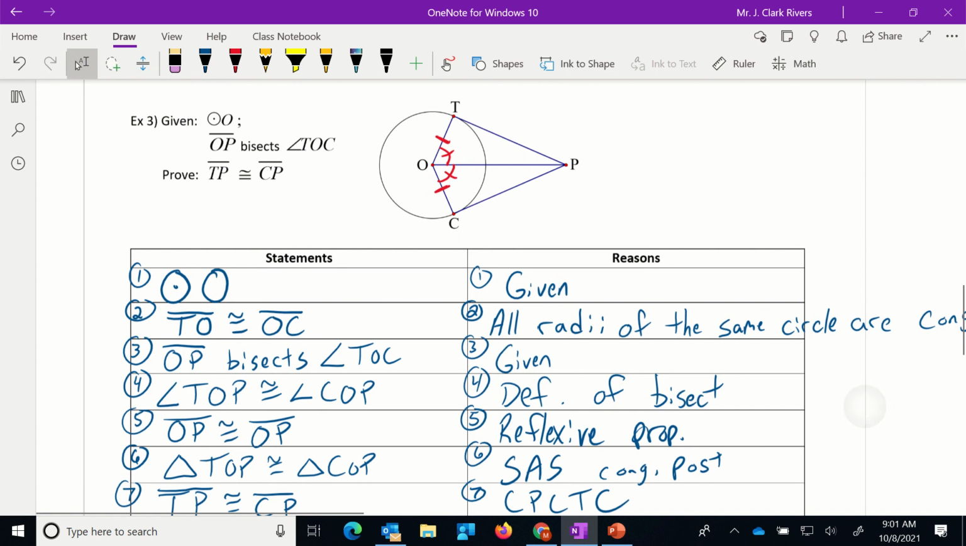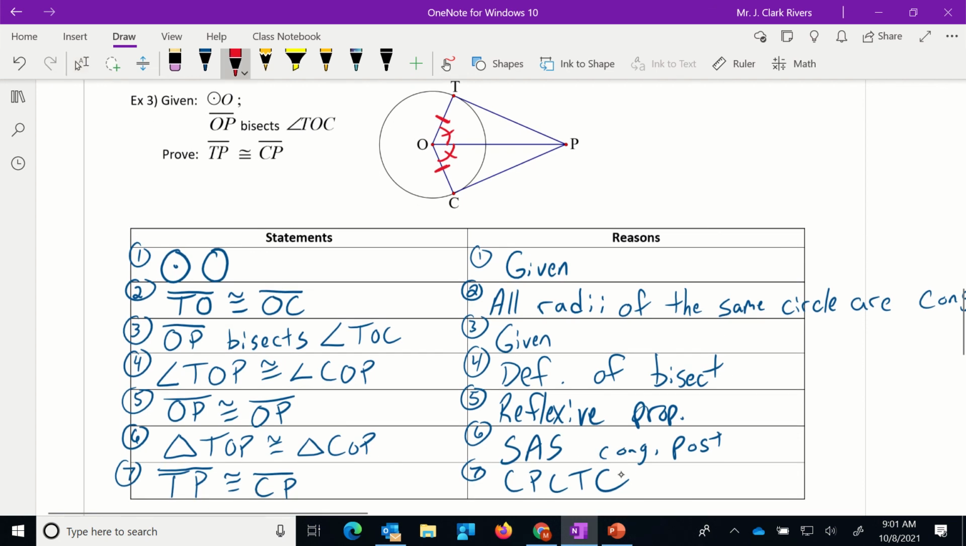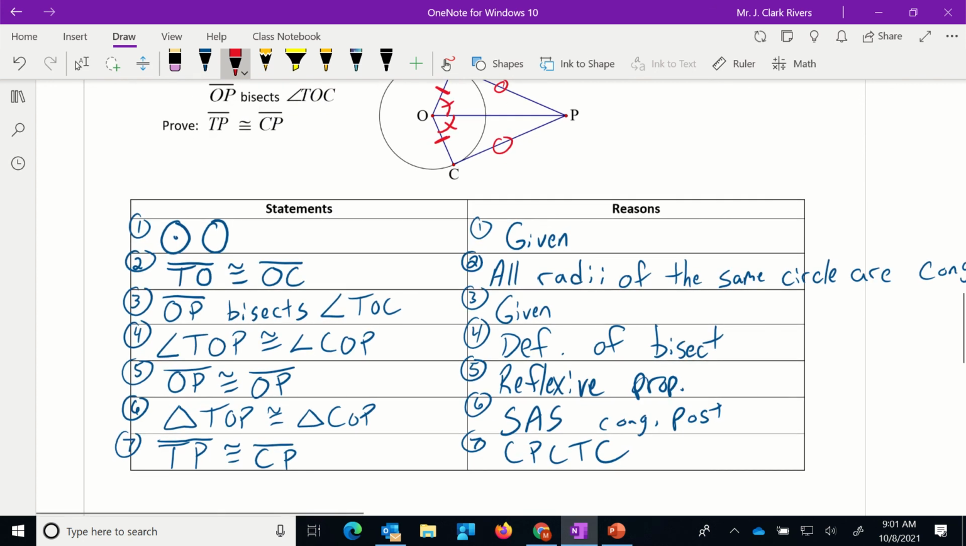OP is congruent to OP. That's the reflexive property. And then triangle TOP is congruent to triangle COP. Side angle side congruency postulate. And then finally, TP must be congruent to CP. Corresponding parts of congruent triangles are congruent. CPCTC.